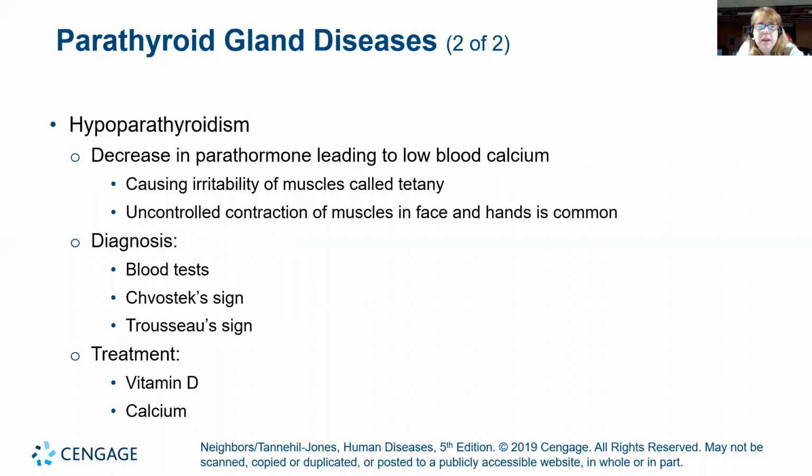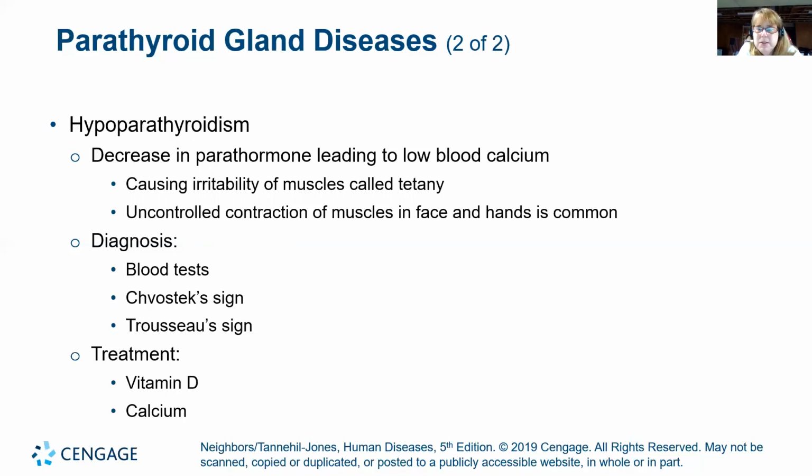So if there's a decrease in parathormone leading to low blood calcium, that's the exact opposite of the heart firing too much, okay? It's going to cause irritability in the muscles, which is called tetany. And it also causes uncontrolled contractions of the muscles in the face and hands, which is common. They do blood tests for this.